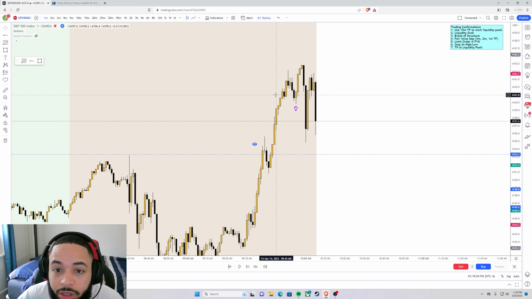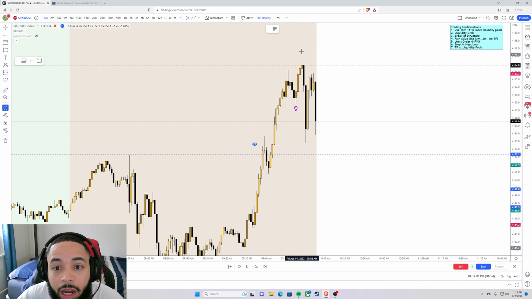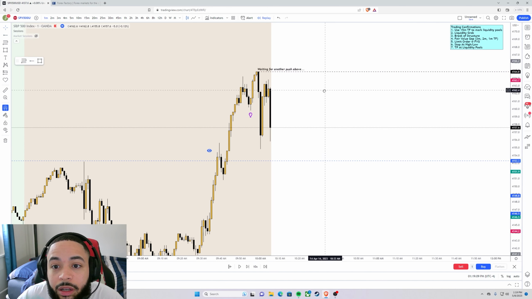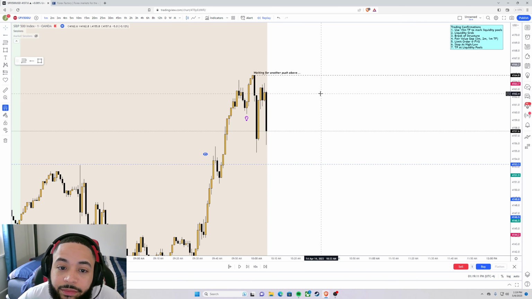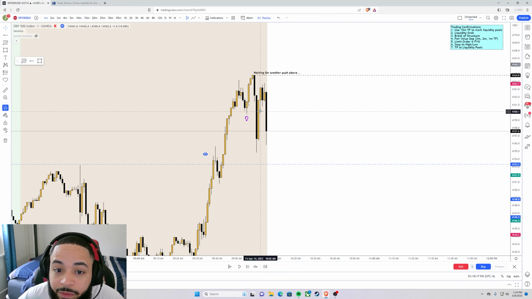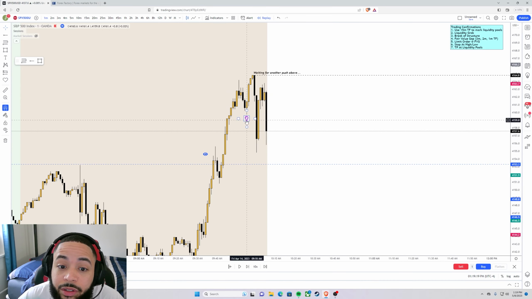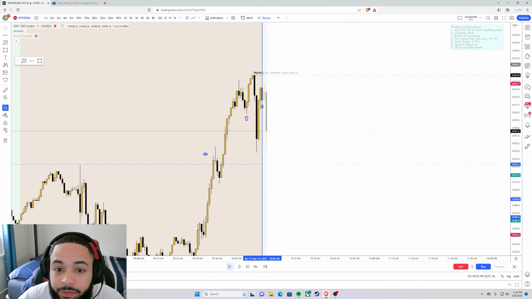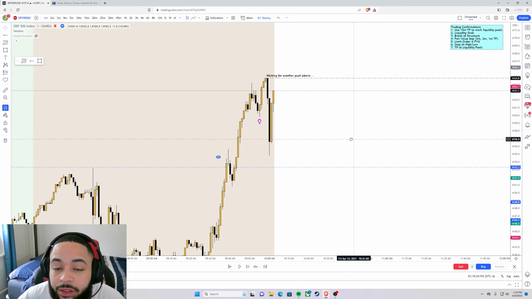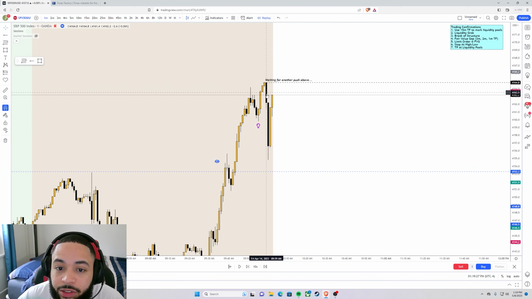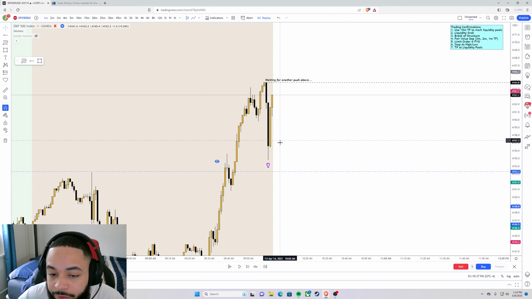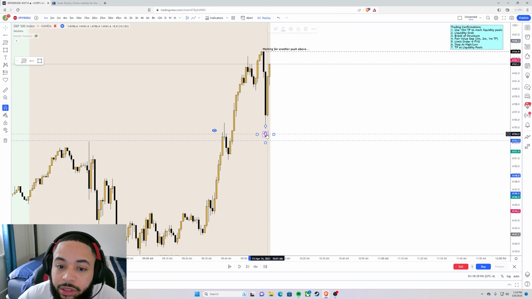If we saw this break of structure, then what I would do is put this horizontal ray right here and wait for another push above. And then if price were to deliver us another push, say for example, this was covered, there's no fair value gap. Let's say this bullish candle pushed above this high. I would then use this as the low and then wait for a structure break under this low to then take the trade.